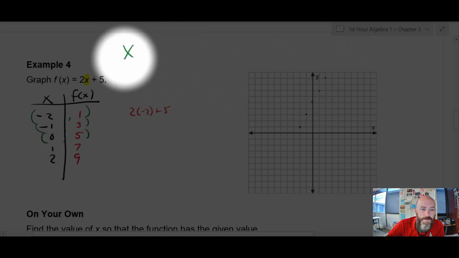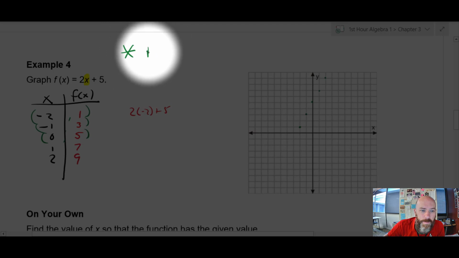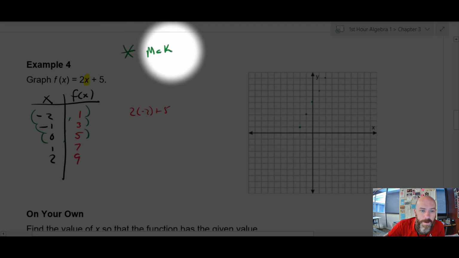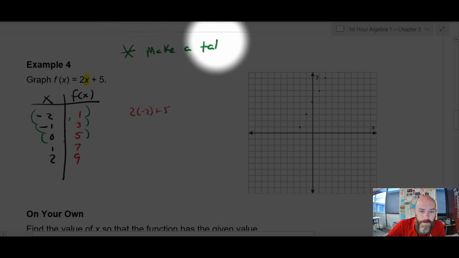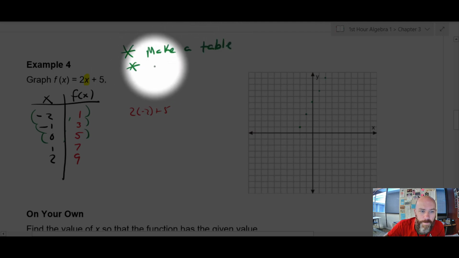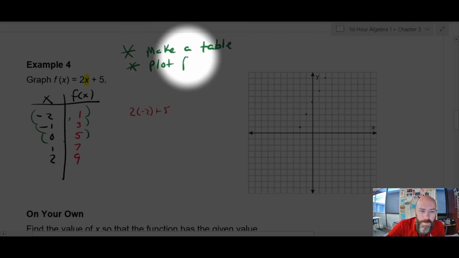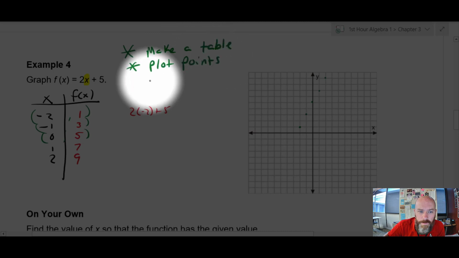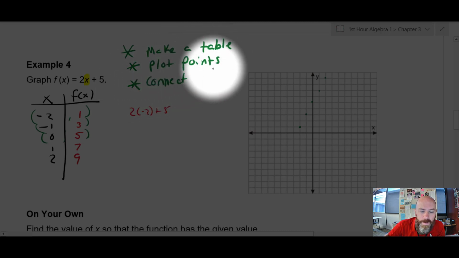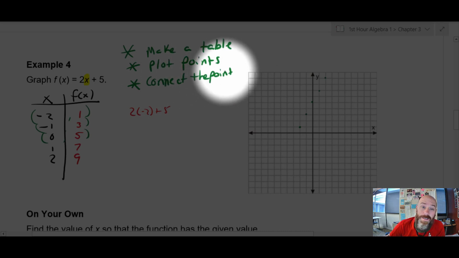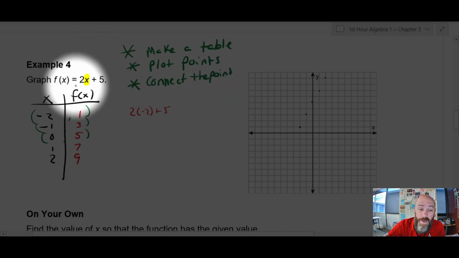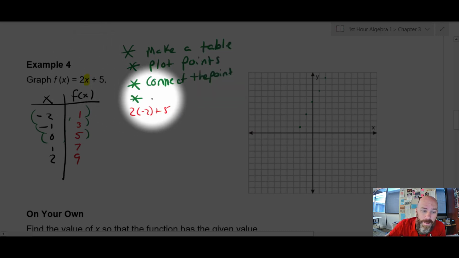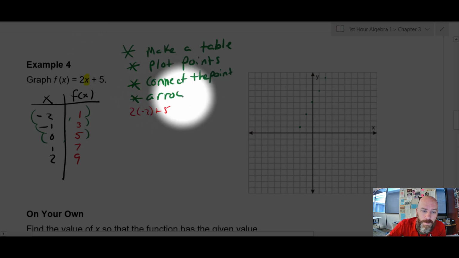And what I need to do is first make a table. Then I need to plot the points. Then I need to connect the points unless it's a discrete function. If it's discrete, individual points. And then the very last thing here is don't forget the arrows.